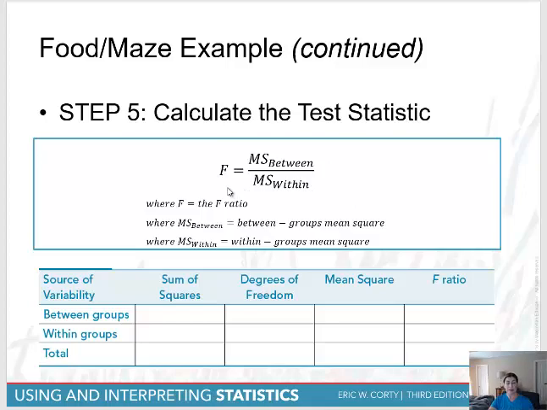The value of f is ultimately the mean square between and the mean square within. Now, mean square is a new term that I'm introducing, and really it's just a fancy word for variability. So ANOVA is analysis of variance, so we're analyzing the variance or variability of the between groups versus within groups. That's what we're doing. All right, so here's our ANOVA table.